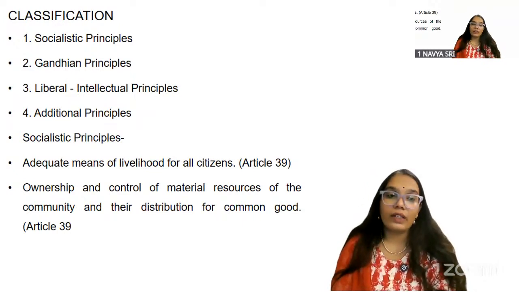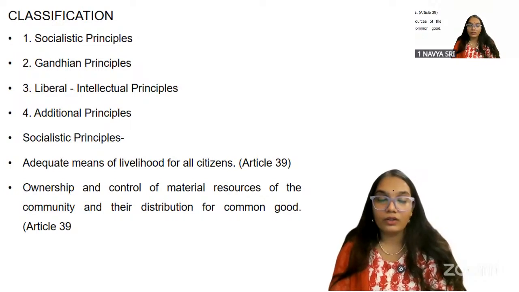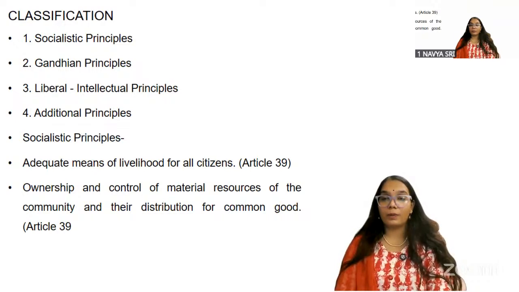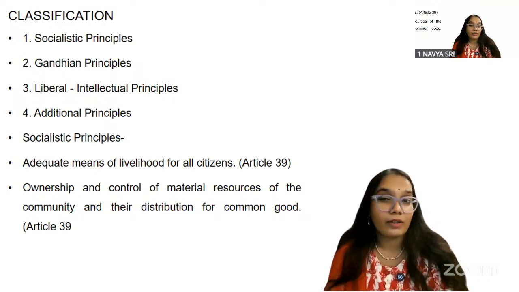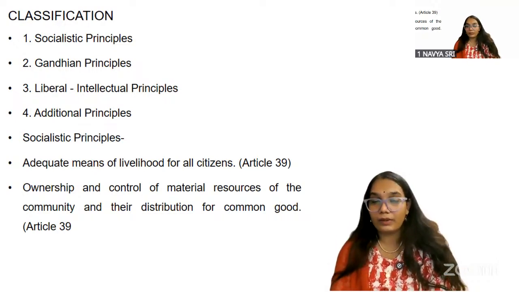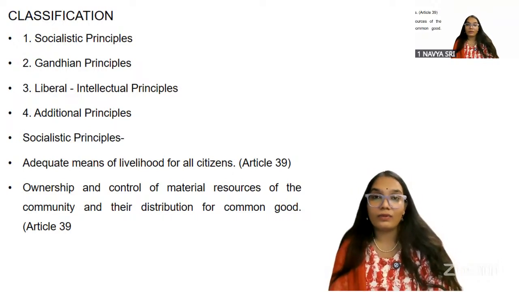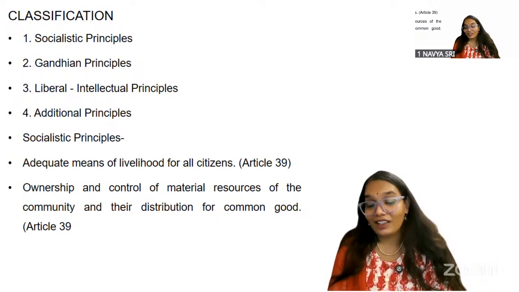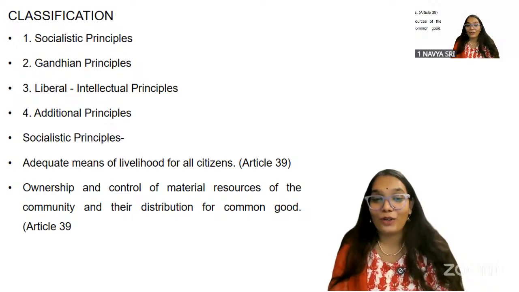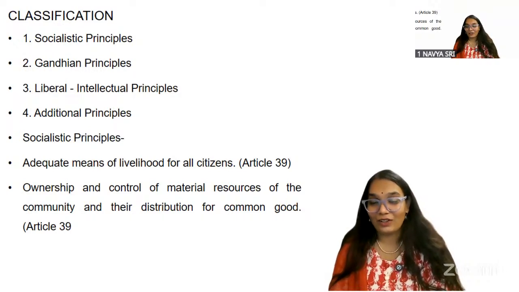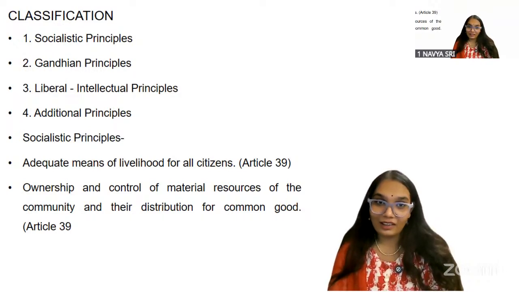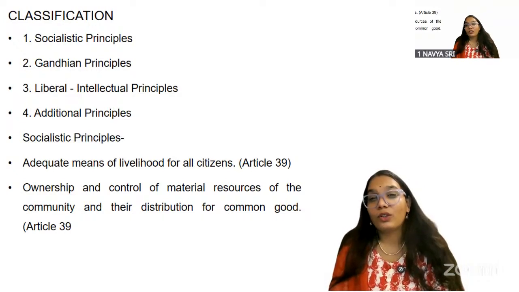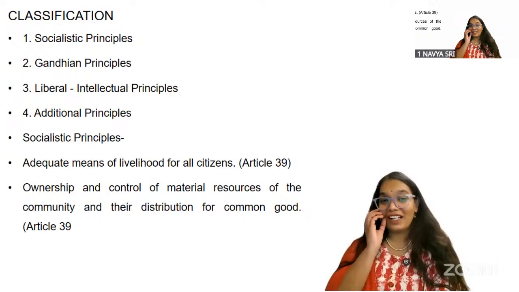So this is also very important for MCQs. They'll give you which principles come under socialistic principles, which come under Gandhian principles, or which come under liberal principles. These are very important for MCQs, and they'll also ask what is Article 39, what is Article 40, what is Article 41, like that. So you have to be very vigilant while reading DPSPs, because there are too many of them, and you cannot ignore such things.